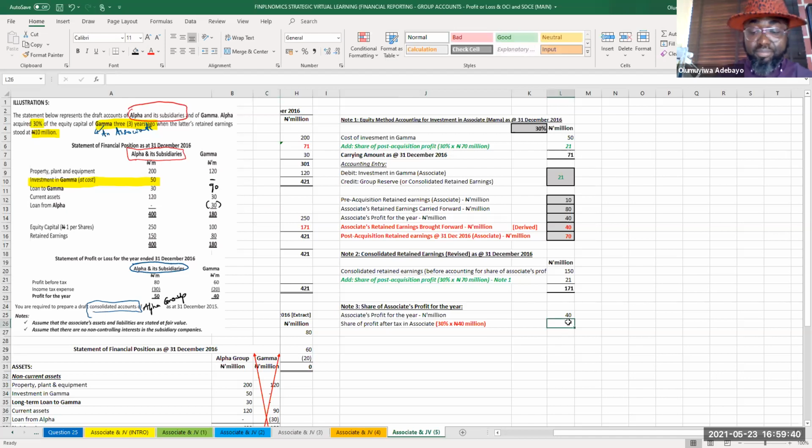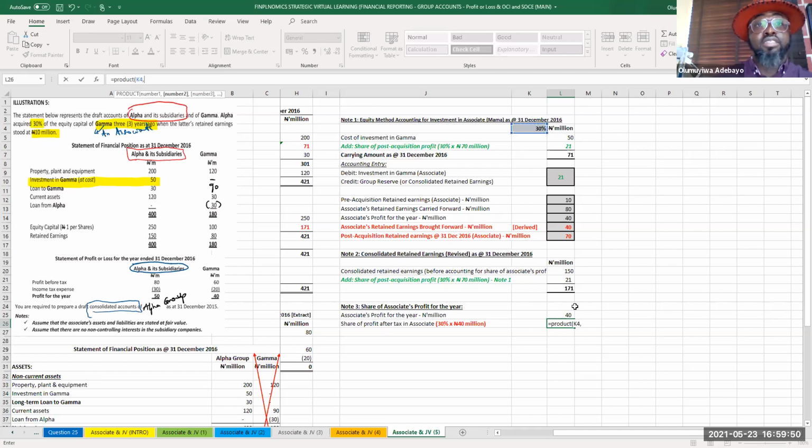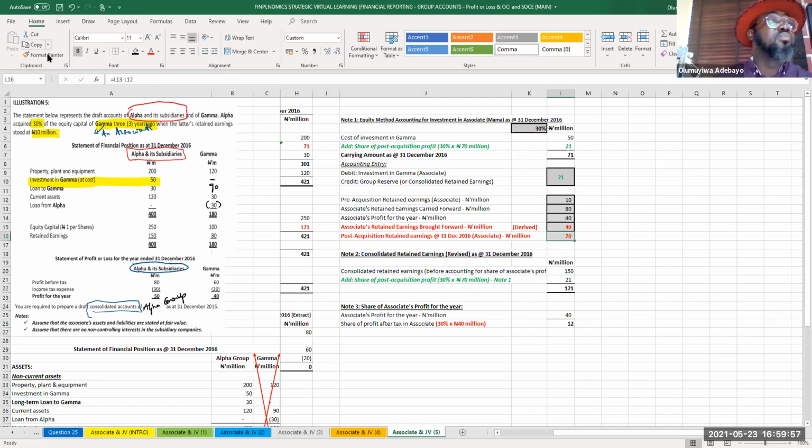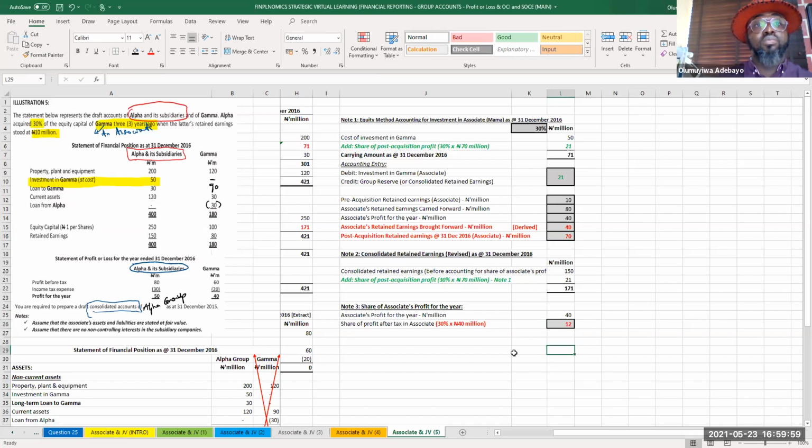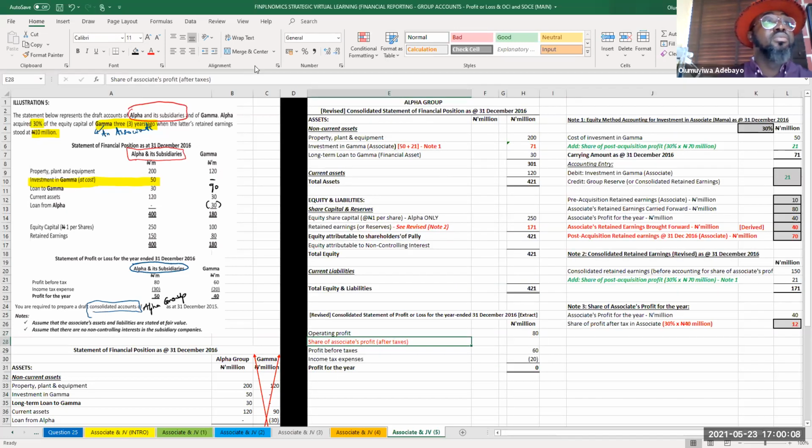And what is that? The product of the 30% and the 40 million will give us 12. Now this 12 is what we recognize here as share of associate what? Profits. Not 3.